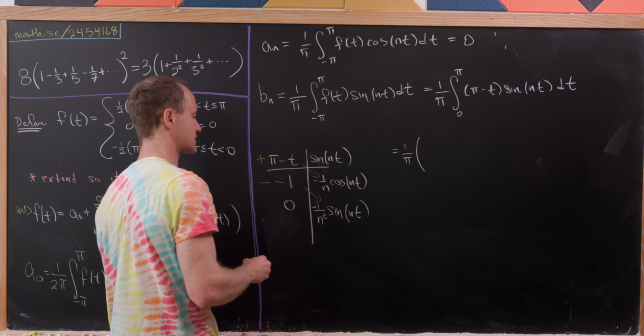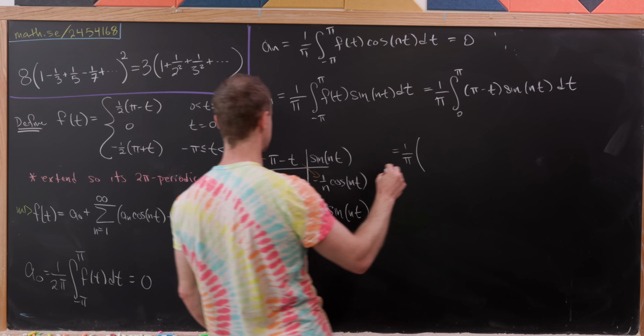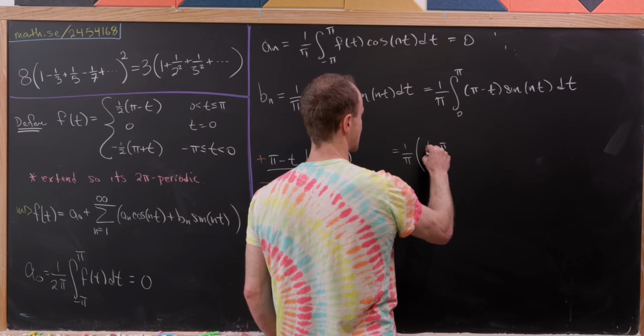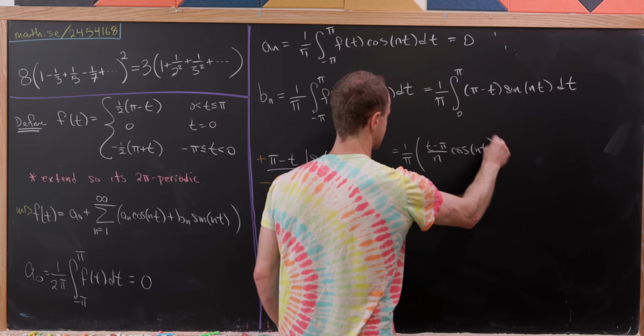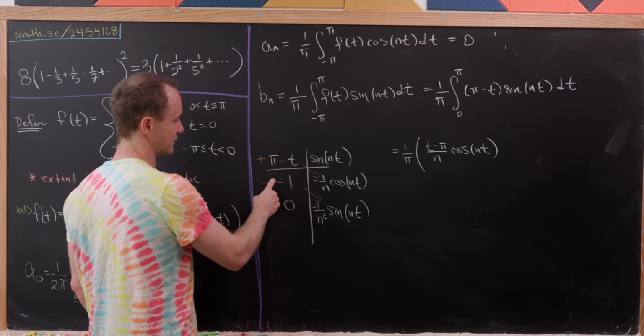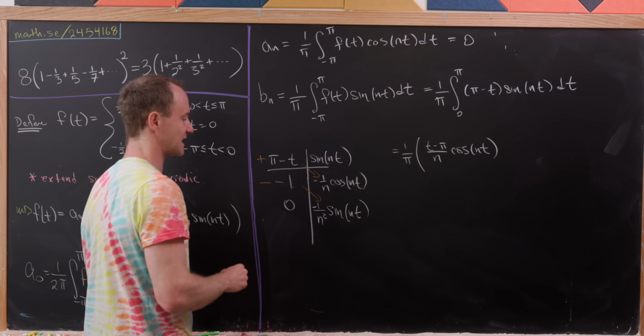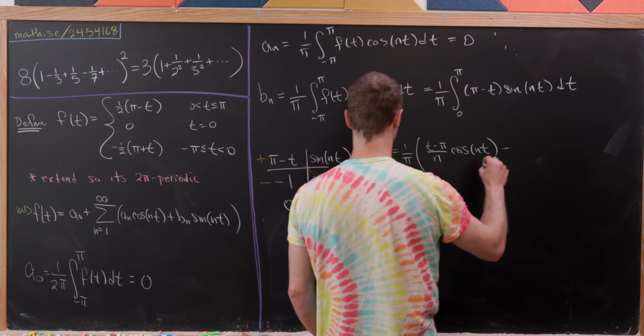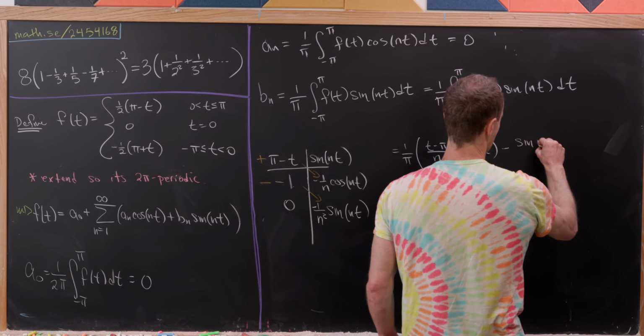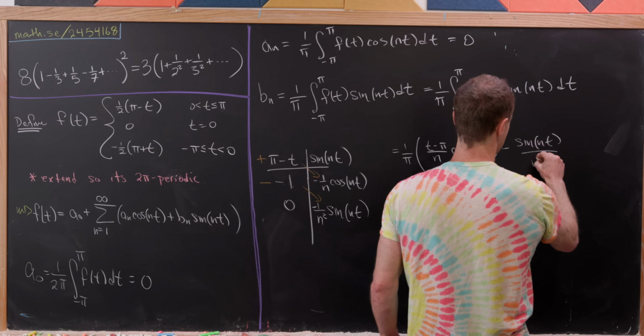I'm going to cancel the minus signs to leave this as t minus pi over n times the cosine of nt. And then we've got 1, 2, 3 minus signs built into this, so I'll use those to cancel all down to a single minus sign. So minus sine of n times t over n squared.